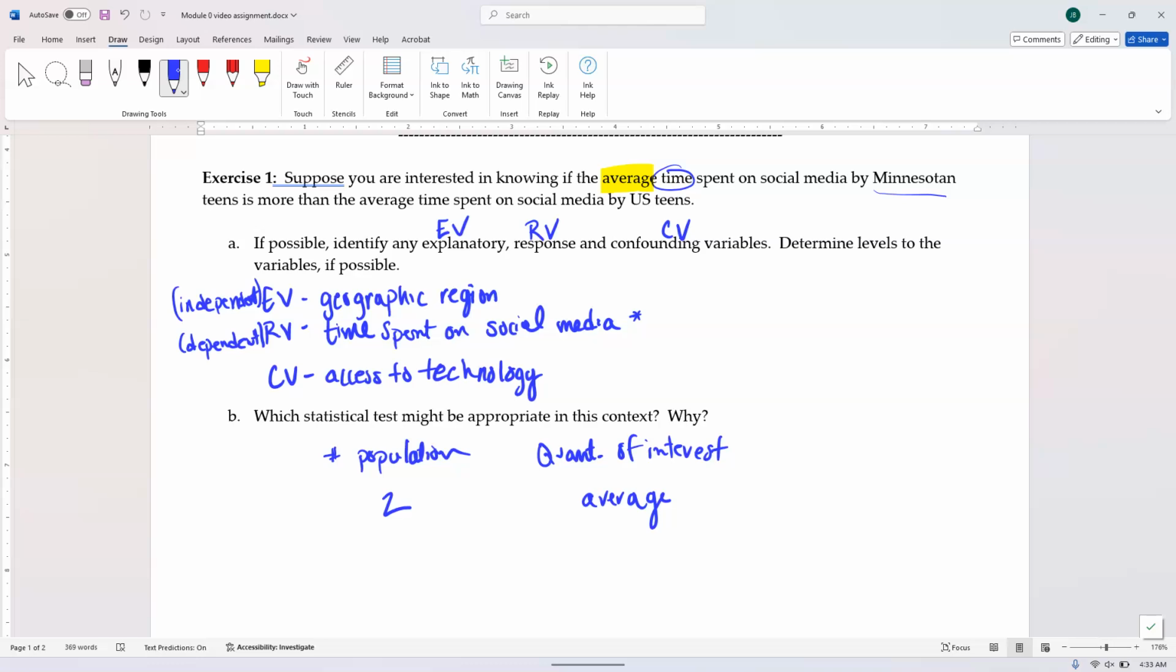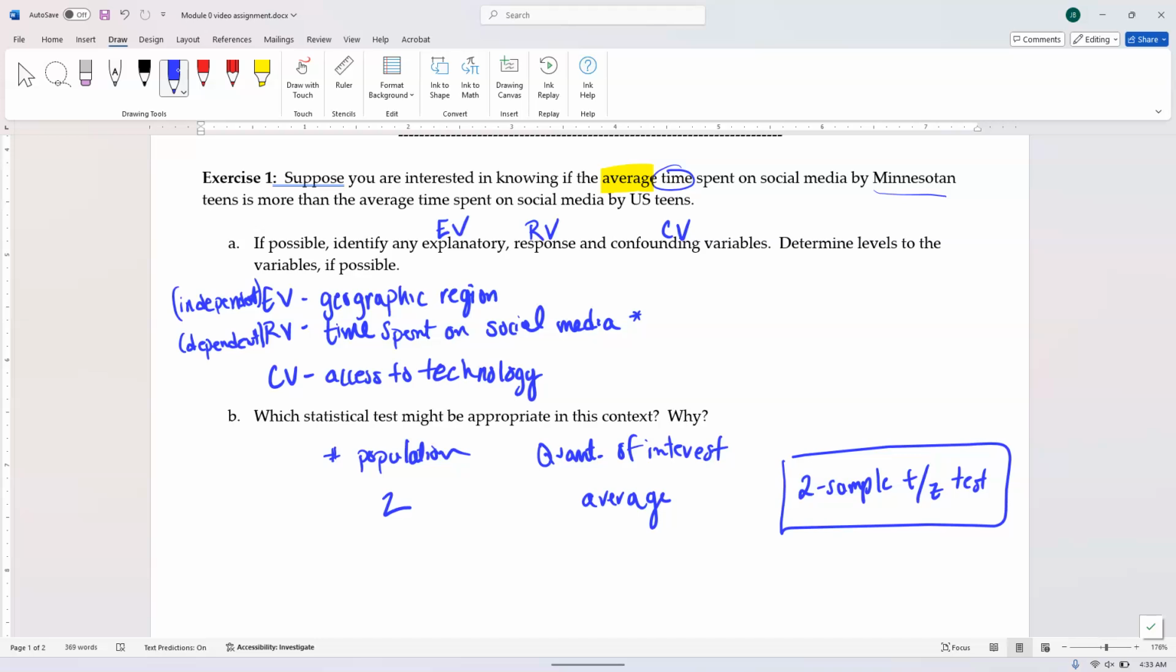And so we have 2 populations and the quantity of interest is an average. According to that test tree, please review on your own, it'd be a 2 sample T or Z test. Okay, we'd have to clarify which one as we get more details from the context. But that would be the answer for this one. All right. So we have number 1 all done.